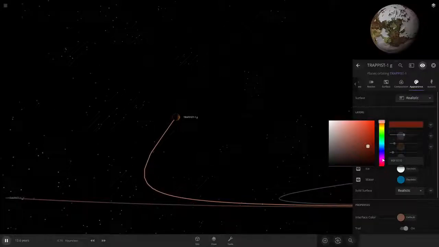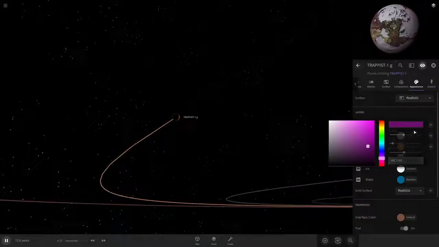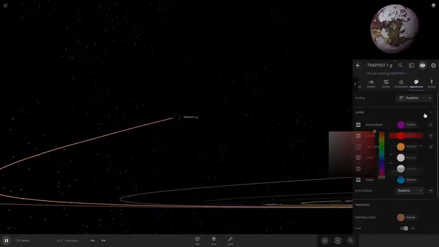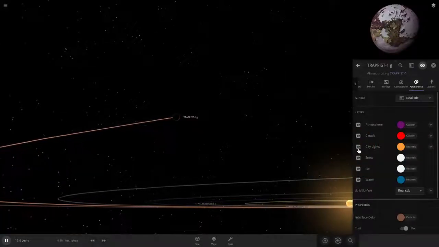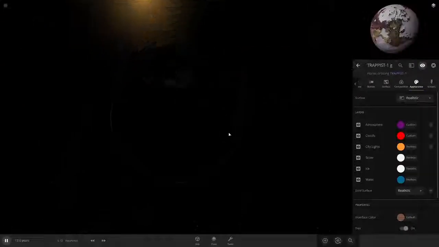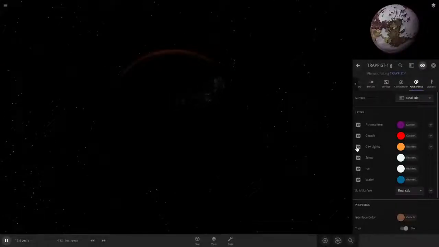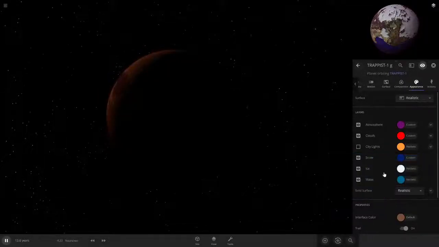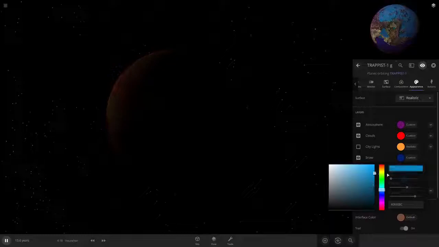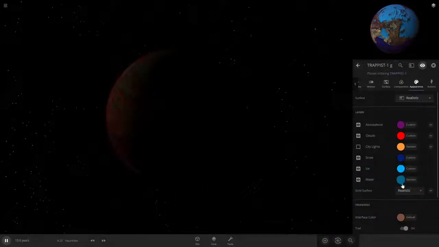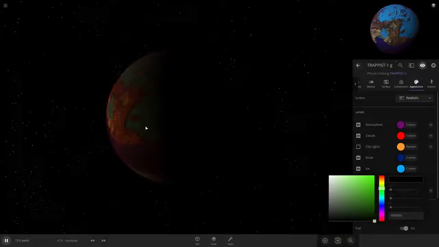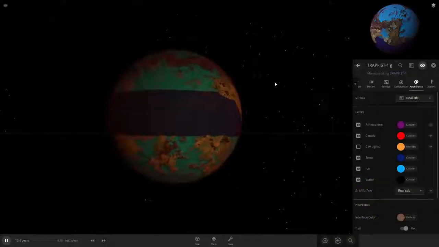Oh, we can change this up. Hell yeah. Clouds. Duh, blood red. City lights. Show. Apparently life can show here. Okay, snow. Blue. We all know snow is blue. Same thing with ice, but ice is a bit lighter blue. And water, we know water is green. See, look how hideous this is.